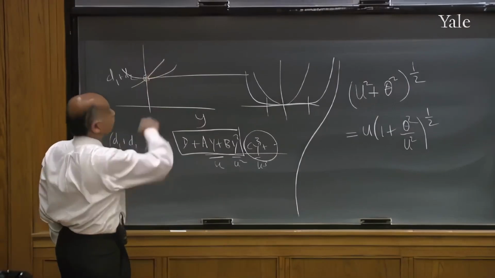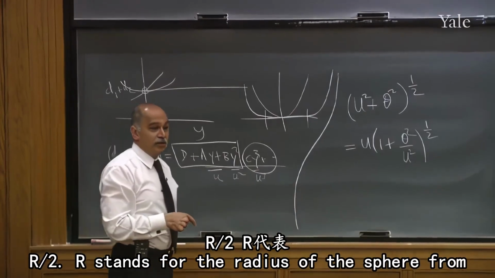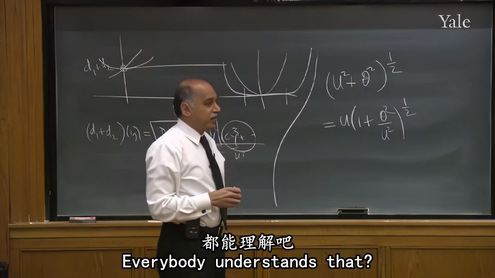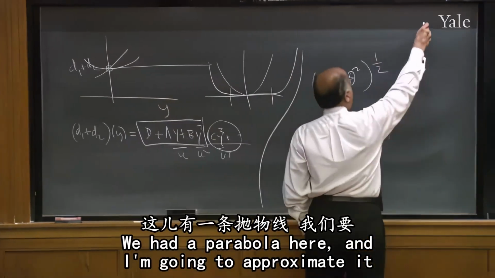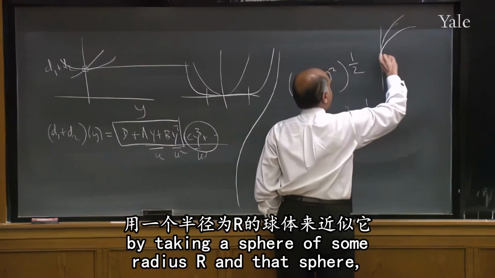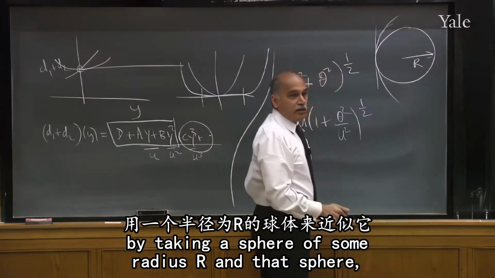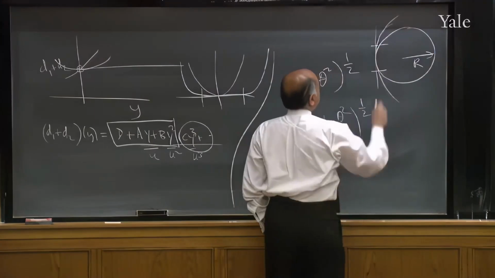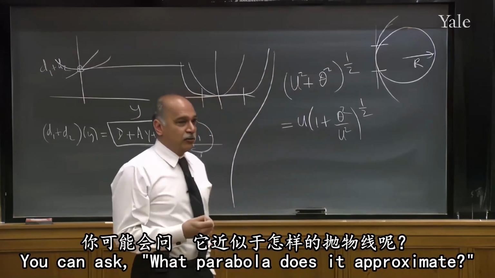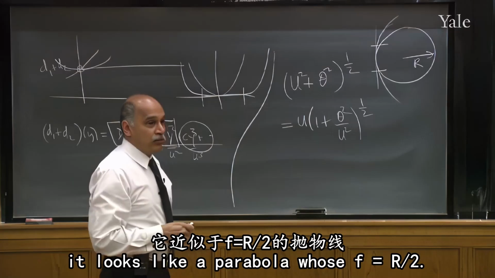In the top, r over 2. R stands for the radius of the sphere from which you cut out that piece. Everybody understands that? We had a parabola here, and I'm going to approximate it by taking a sphere of some radius r. If you look at this portion here, it looks like a parabola. Then you can ask, what parabola does it approximate? I showed you that near the origin, it looks like a parabola whose f is equal to r over 2.